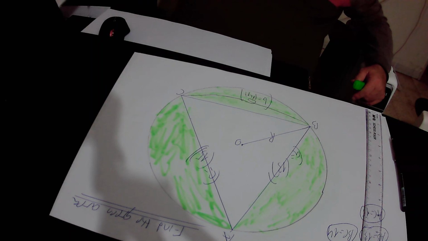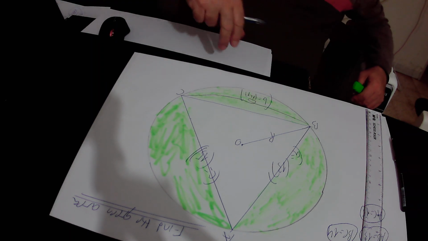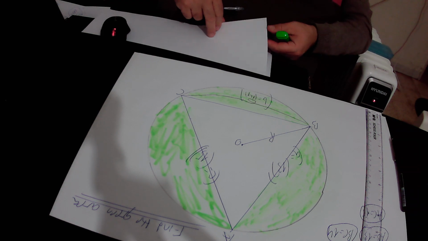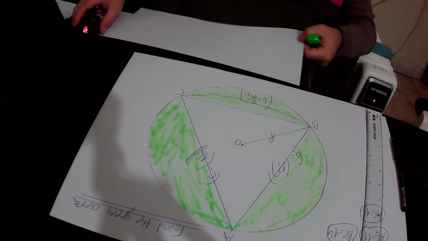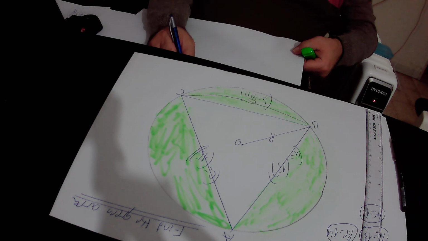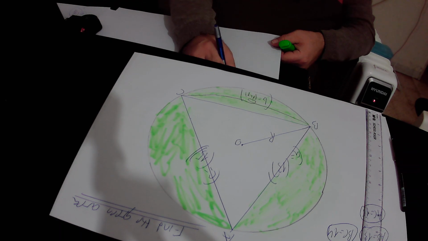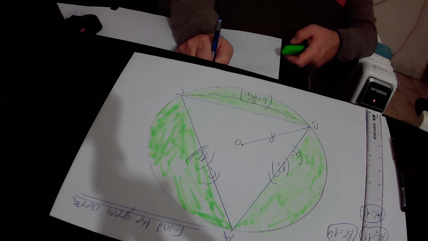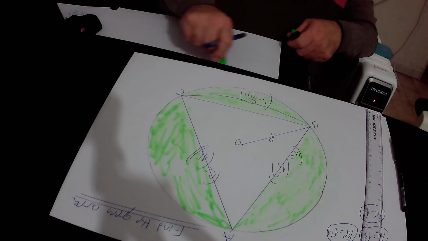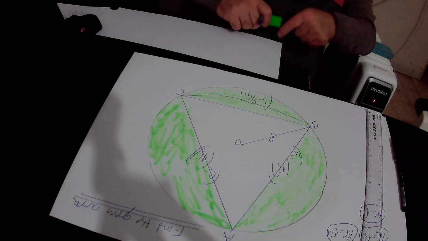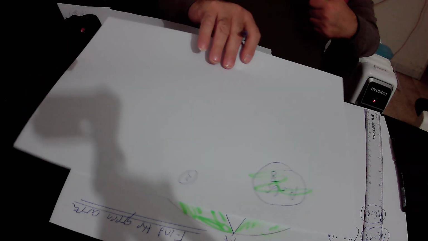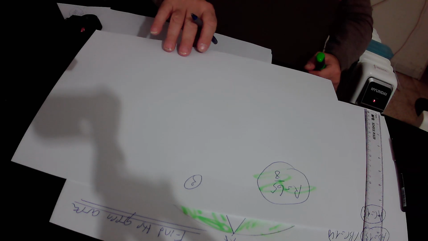I write it down. The radius r of this circle that blocks triangle ABC is equal to 65 over 8 units. Okay. The radius r equals 65 over 8 units.